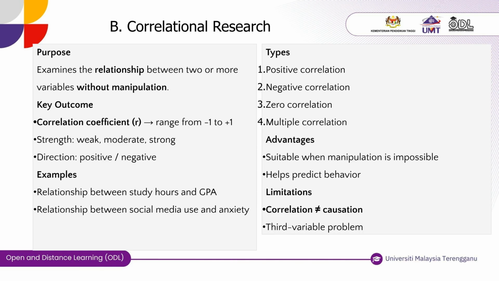Correlational research examines the relationship between two or more variables without manipulation. The correlation coefficient ranges from -1 to +1, indicating strength and direction, either negatively or positively correlated. While it helps predict behavior, a limitation is that correlation does not imply causation. To predict behavior, the study must run regression or multiple regression analysis.